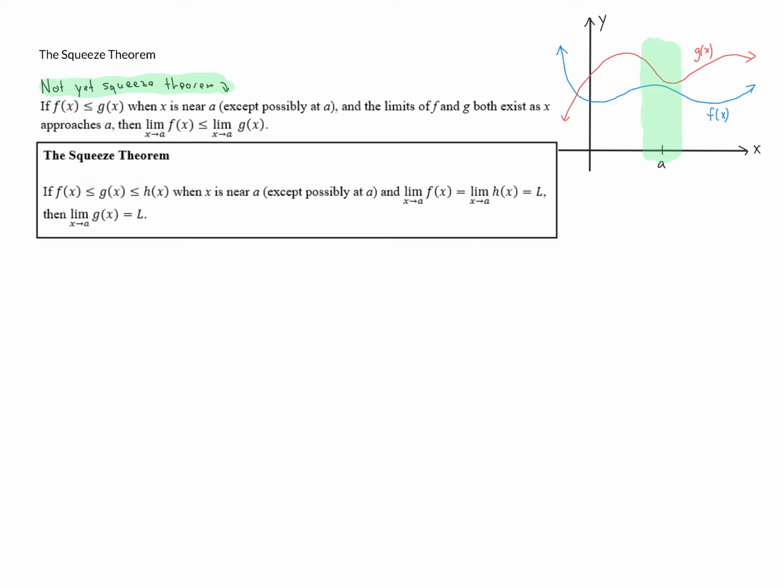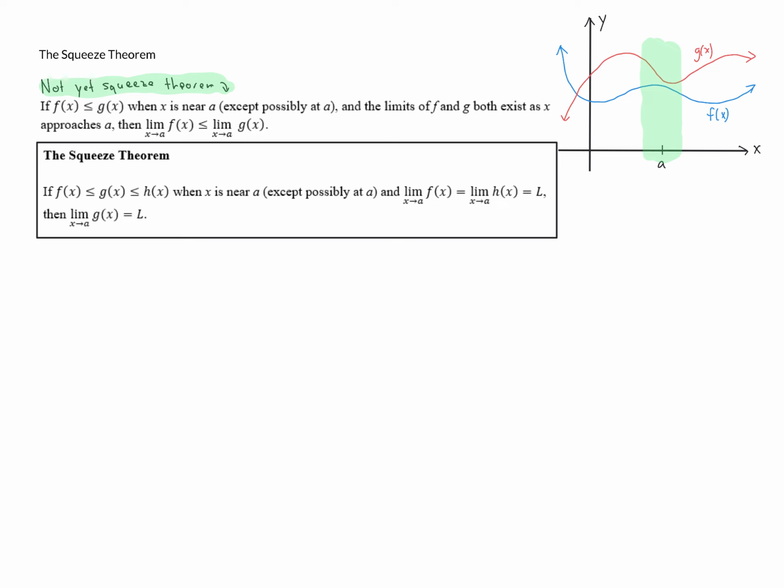So here we have the squeeze theorem, and it says if f of x is less than or equal to g of x, which is less than or equal to h of x, when x is near a, except possibly at a. Now what this means basically is that g of x is between f and h. We're saying g is sandwiched between f and h. Sometimes that's called the sandwich theorem instead of the squeeze theorem.